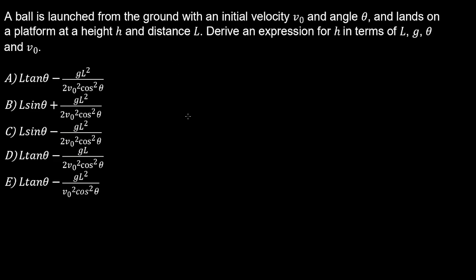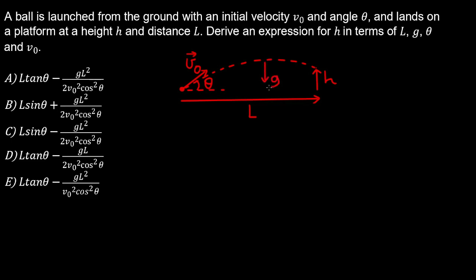A ball is launched from the ground with some initial velocity and a launch angle being theta, and lands on a platform at a height h and distance L. Derive an expression for h in terms of L, the gravitational acceleration, the launch angle, and the launch speed.